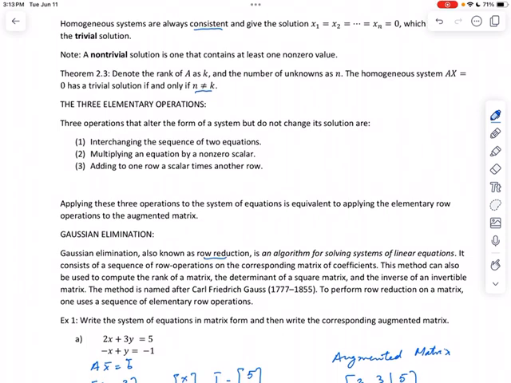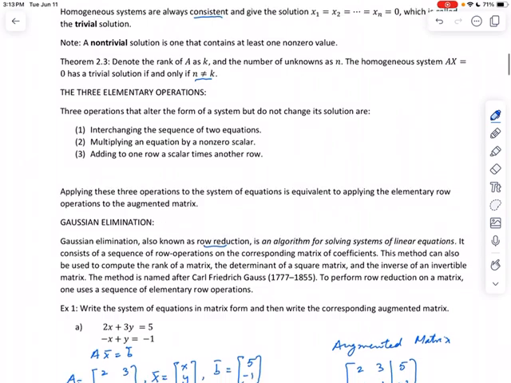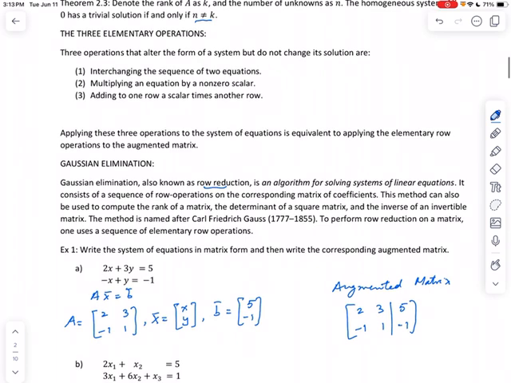So how does Gaussian elimination work? This is also called the row reduction algorithm, and it's used for solving systems of linear equations. It consists of a sequence of row operations on the corresponding matrix of coefficients and the augmented B. This method can also be used to compute other things like the rank of a matrix, the determinant of a square matrix, and the inverse of an invertible matrix. This is something you will see later.